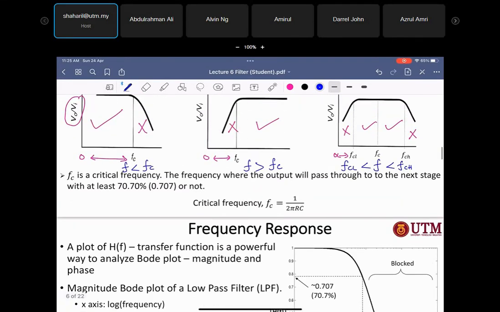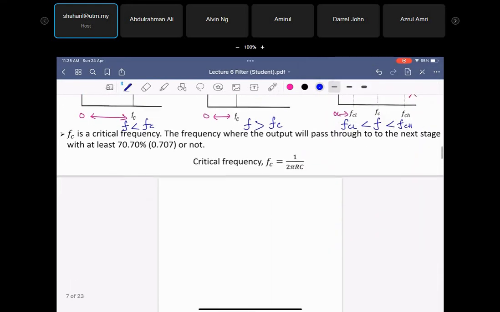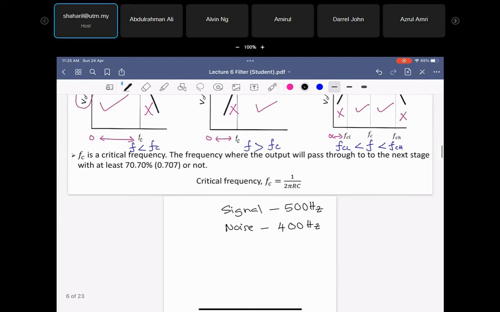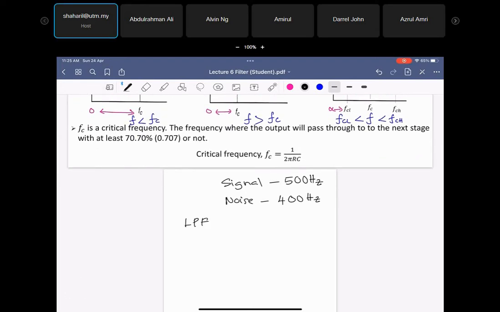Let's look at one simple example to help you understand a little bit. If you have a signal, your data, that has a frequency of about 500 hertz, and your noise has a frequency of 400 hertz, you need to decide whether you want to use the LPF, low pass filter, or the high pass filter. Which one are you going to use, guys? Low pass or high pass filter?